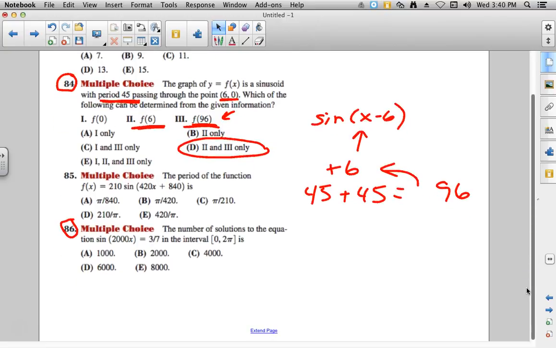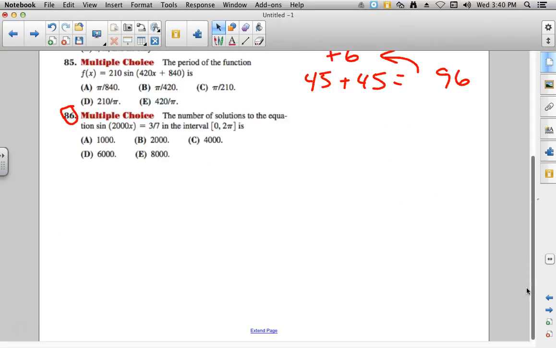Number 86 says the number of solutions to the equation sine of 2000x equals 3/7 in the interval from 0 to 2 pi is what? Well, here's what I need to know. I would need to know how many solutions are going to be in each one of those cycles. And those cycles from 0 to 2 pi would give me 2 solutions to that.